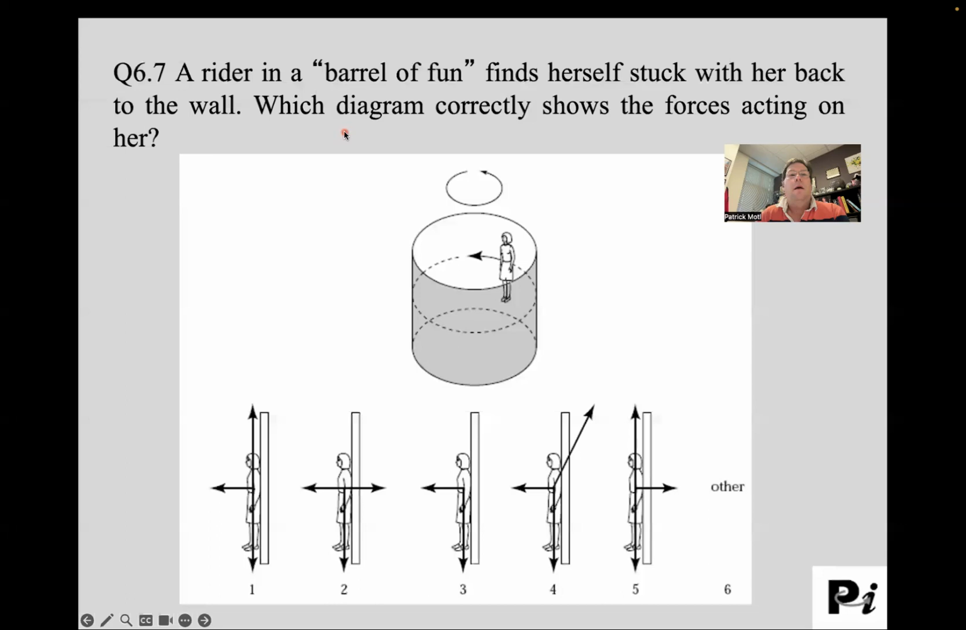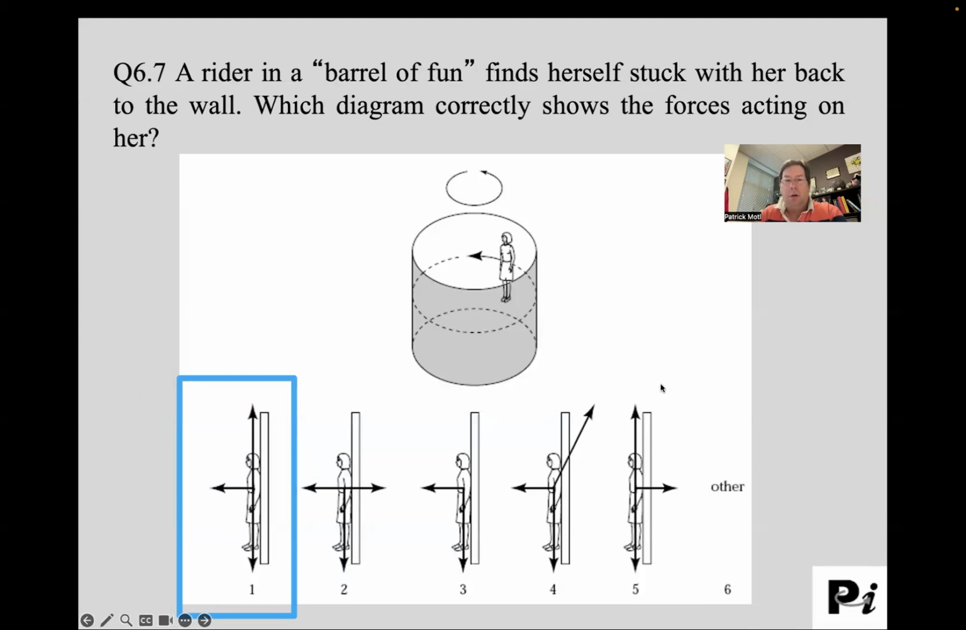So for this person in the barrel of fun, she finds herself stuck with her back to the wall. Which of the free body diagrams below shows the forces acting on her? So think about it, talk it over with your physics friends, and then we will go over the answer together. All right, I want to make sure everyone is clear on why it's 1. This is an important question.